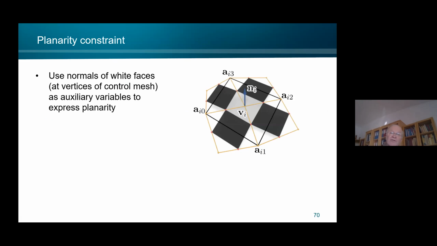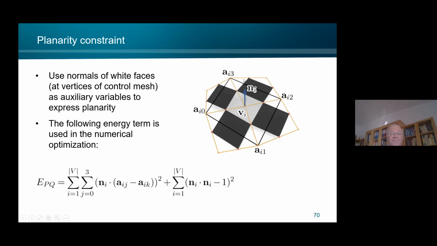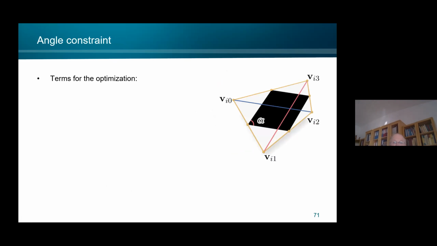Now, the planarity constraint itself is super easy. If we want the white face here around the vertex Vi to be planar, we take as an auxiliary variable the normal Ni, which we need later on anyway, and we just make sure that this Ni is orthogonal to the four edges of this diagonal mesh. Yeah, this is very obvious how to do this. We take the scalar products and this length of the normal we fix here to 1 in our optimization.